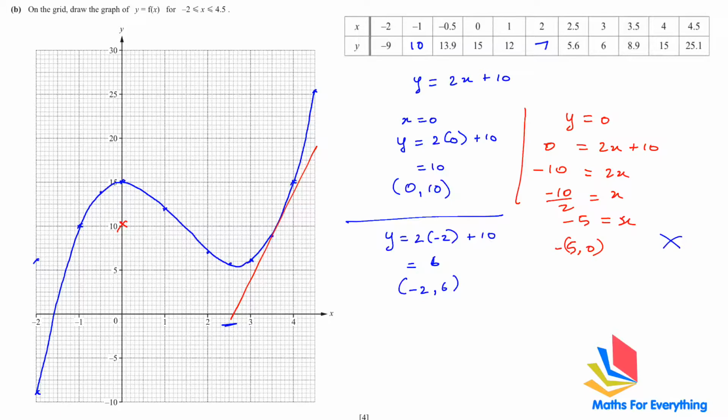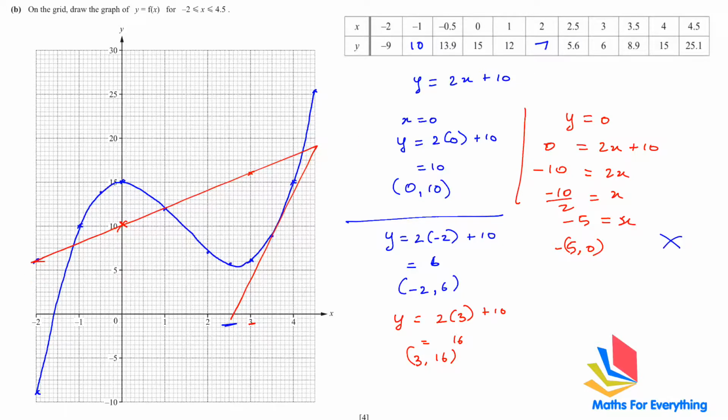And let's choose when x is 3. We'll get 16. So the other point is 3 and 16. 16 is going to be here. Draw the points together.